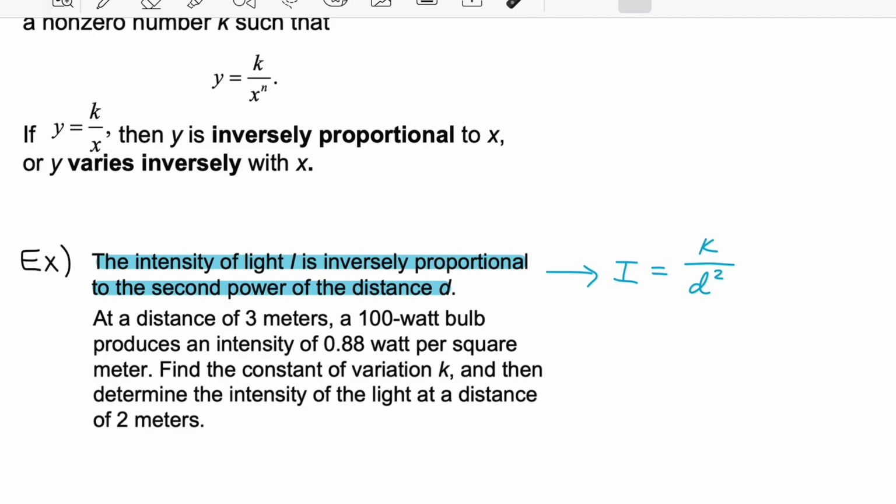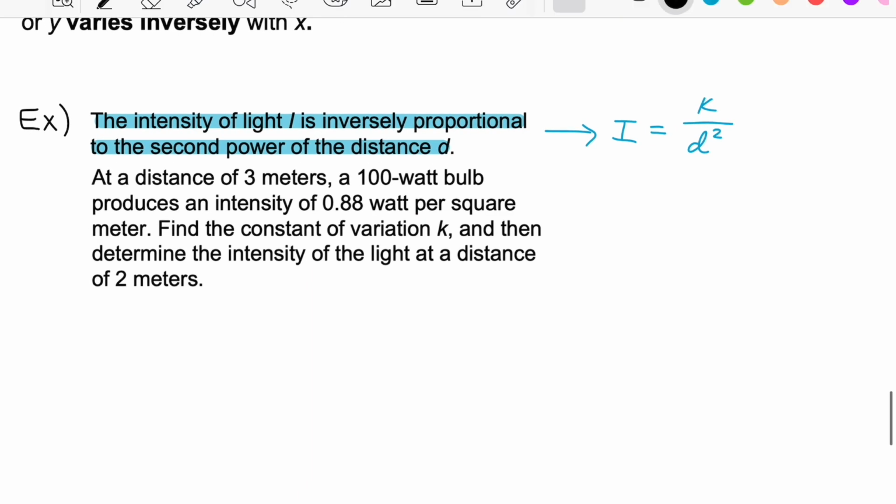Now we're told that at a distance of 3 meters, a 100 watt bulb produces an intensity of 0.88 watts per square meter. So we want to find the constant of variation, which is given by k here, and then determine the intensity of the light at a distance of 2 meters. So we're told that the intensity is 0.88 watts at a distance of 3 meters. Plugging that information into our equation, we get this here.